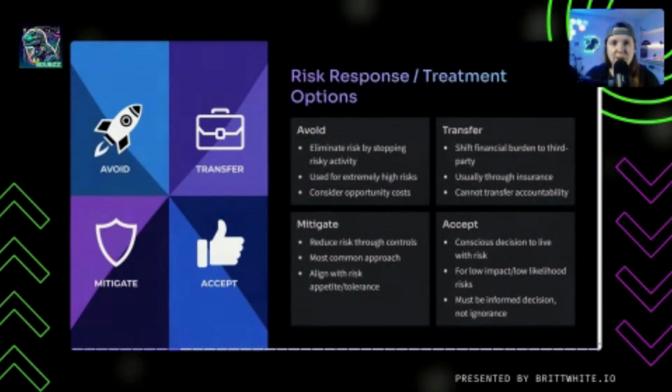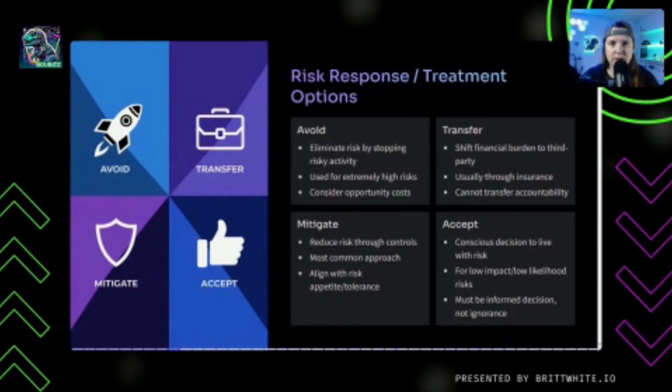However, risk avoidance often comes with opportunity costs, meaning you might miss out on business benefits or financial gains by avoiding the risk. Risk avoidance is usually reserved for extremely high risk where the potential consequences are unacceptable.